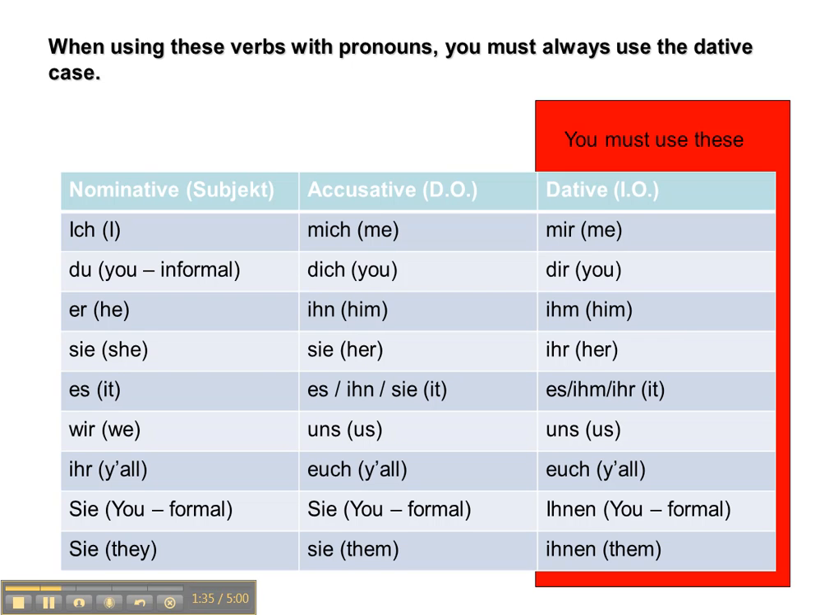So when you're using these dative verbs and you want to use them with pronouns, you must always use the dative case pronouns. Those would be mir, dir, ihm, ihr. And for it, you know that in German, they can refer back to masculine nouns with ihm and back to feminine nouns with ihr. Then you have uns, euch, ihnen, and ihnen for them.